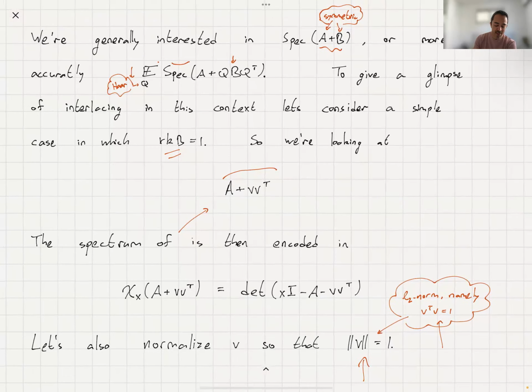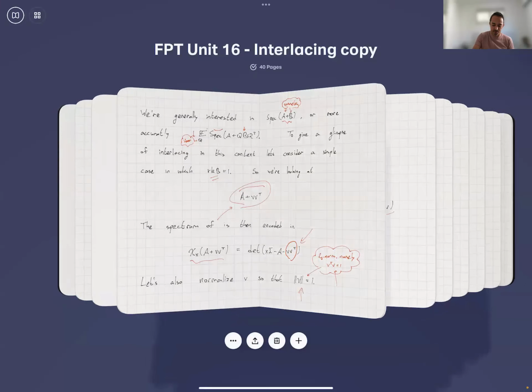Now I'm not taking expectation over V at this point. Because it's a simple case, we're going to be able to understand what happens for a general V, and then we are also going to look at expectations. Anyhow, the spectrum of this matrix is, as usual, encoded by the characteristic polynomial, which is simply the determinant of xI minus A minus VV transpose. Because this is a very simple matrix, we are going to be able to quite simply relate that to the characteristic polynomial of A, and of course the information that is inside V.